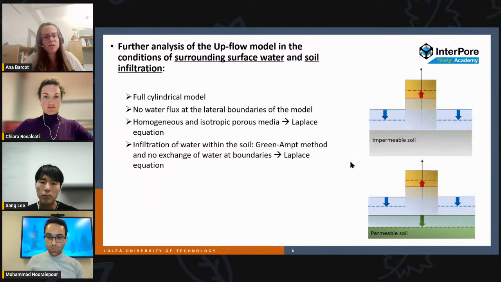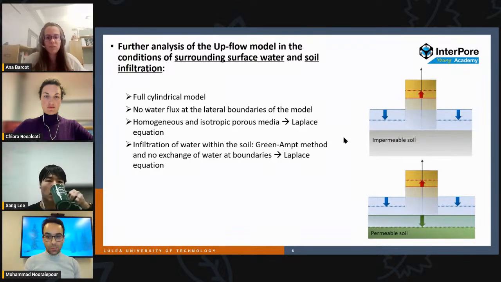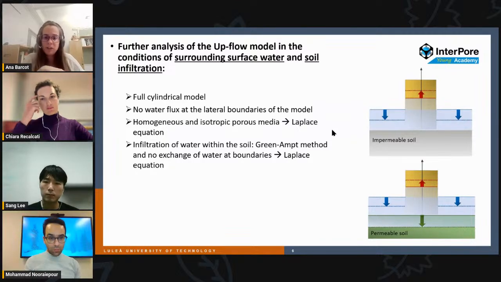We then further move on. Up to this point, we have talked about the initial theoretical and numerical modeling of the sponge-like porous bodies, and we would like to extend further into considering particularly the performance of the upflow model when surrounded by surface water, and also considering soil infiltration. The difference here compared to the previous studies is that here we have a full cylindrical model consisting of the same material as the previous upflow model.